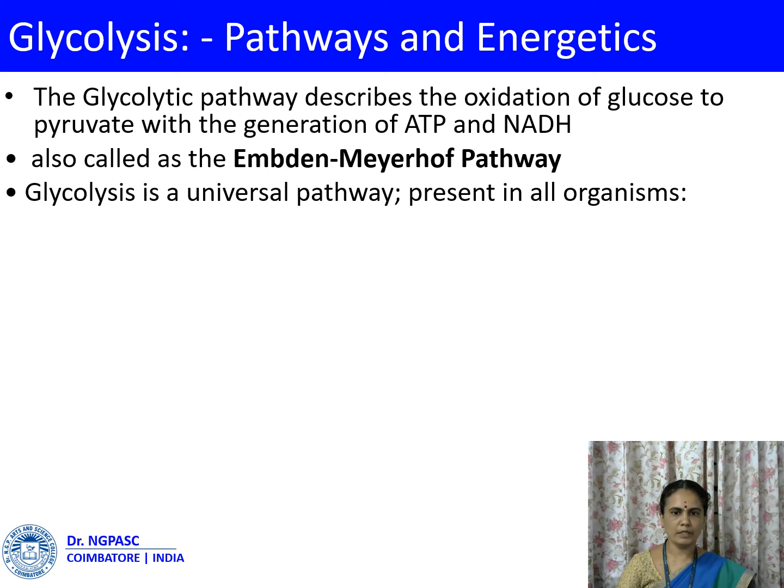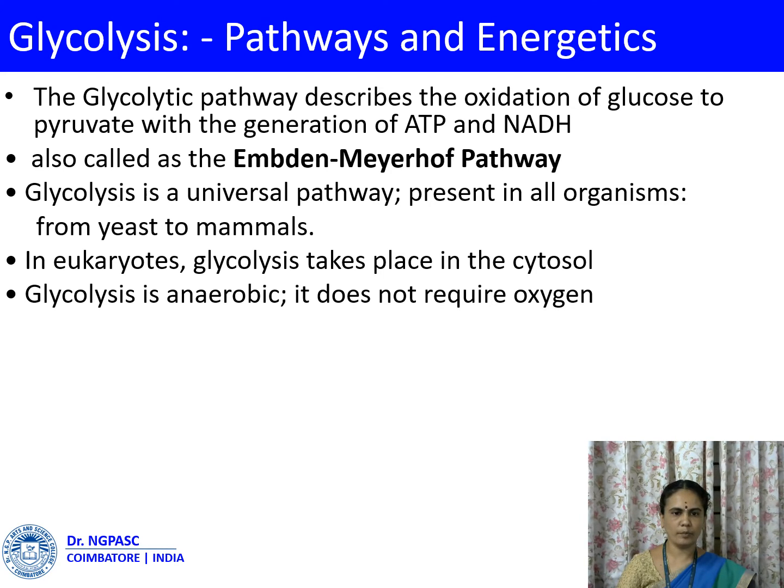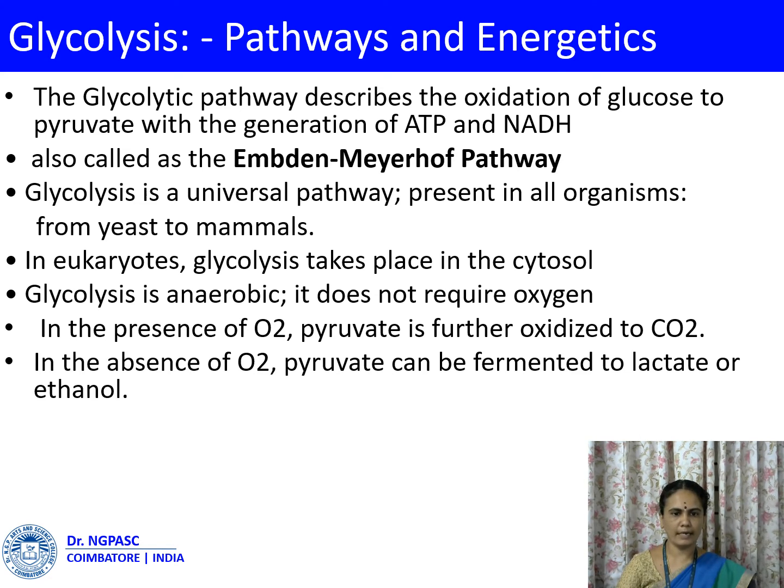Glycolysis is a universal pathway present in all organisms from yeast to mammals. In eukaryotes, glycolysis takes place in the cytoplasm. Glycolysis is anaerobic, it does not require oxygen, but in the presence of oxygen, pyruvate is further oxidized to carbon dioxide. In the absence of oxygen, pyruvate can be fermented to lactate or ethanol.